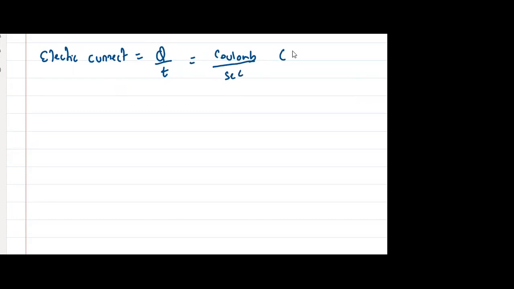So what we have studied for electric current: the conventional current direction is from positive to negative, and it is given by charge per unit time. Charge has unit of coulomb, so the unit of electric current is coulomb per second. This is called ampere. The unit of electric current is ampere. Clear, everyone?